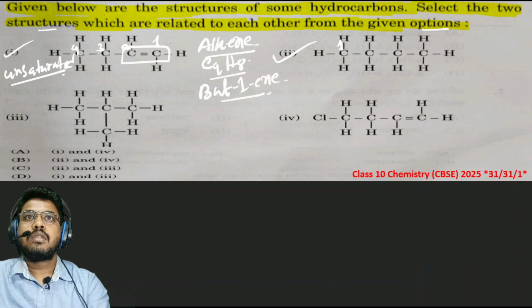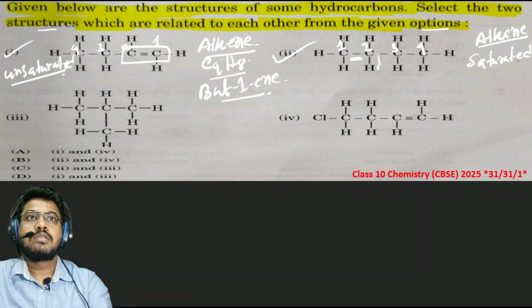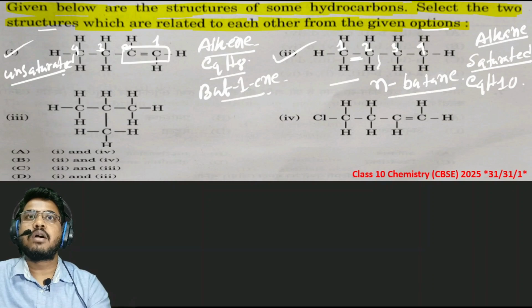Now see option number 2. Here again there are 1, 2, 3, 4 carbon atoms present in this hydrocarbon, and all the carbon-carbon and carbon-hydrogen bonds are single bonds. So it belongs to alkane and is a saturated hydrocarbon. The molecular formula of this alkane is C4H10, and the name of this hydrocarbon is N-butane. Okay, so N-butane is a straight chain hydrocarbon.